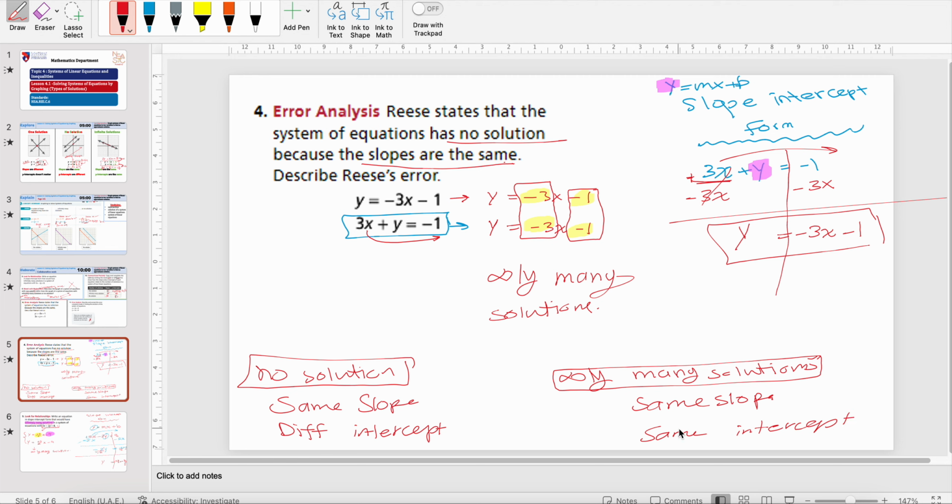So can you see what is making a difference between these two solutions? The many solutions, same intercept as well. No solution, different intercept. So you have to look at the intercept as well. Take a look at it and then decide. So she rushed into saying same slope, therefore no solution. No. Take a look at the intercept. All are the same. Therefore they are what? Infinitely many. So she is wrong.